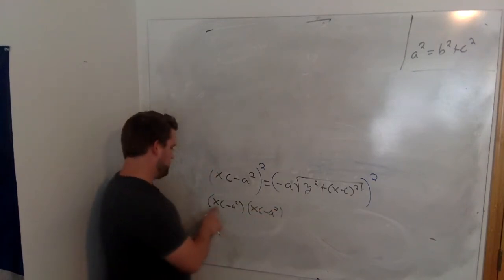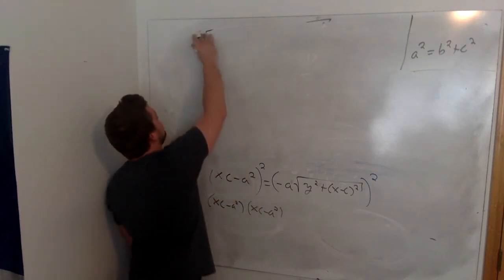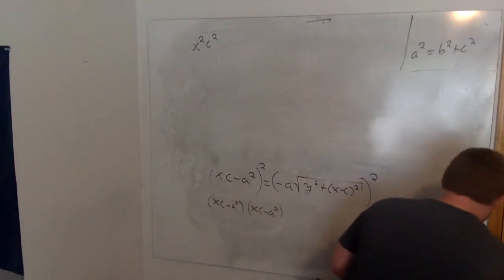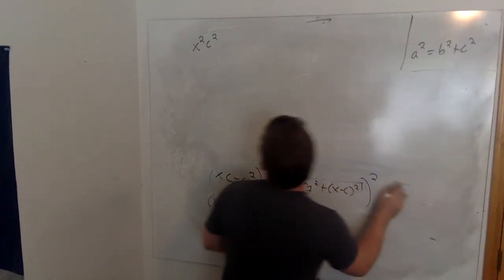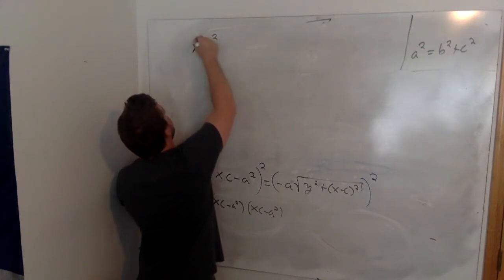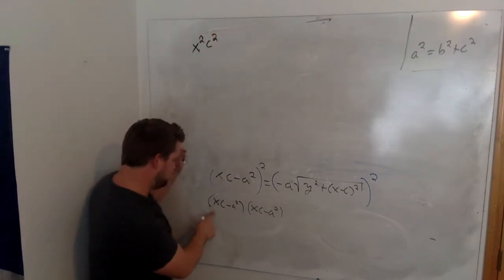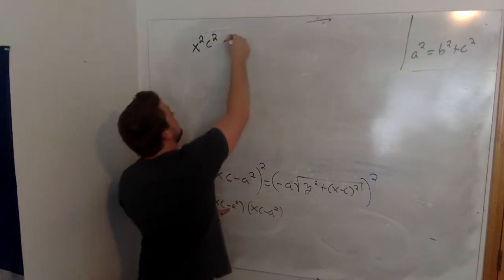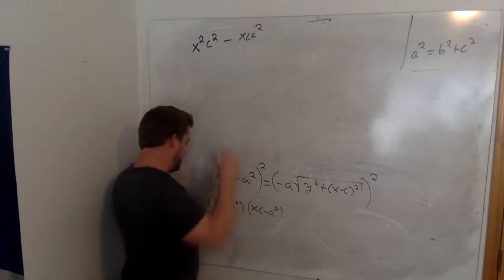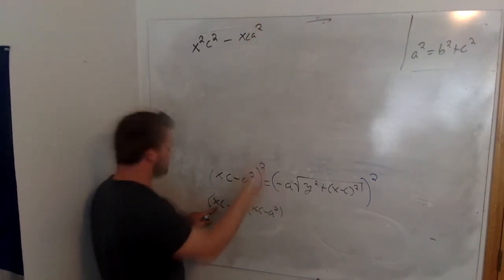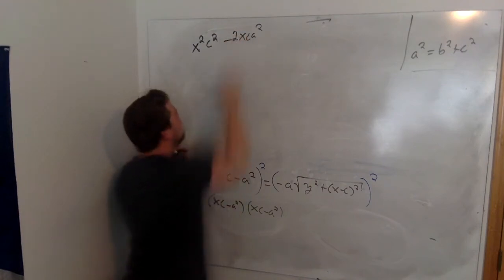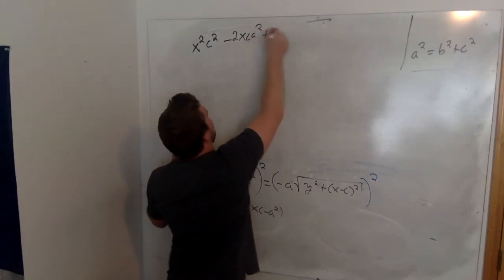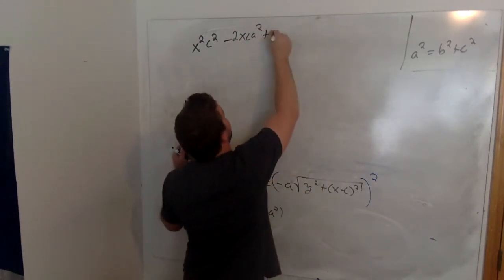Let's expand this. So we'll get xc times xc, which is x squared c squared. Then we're going to get a minus xc a squared, but we're going to get 2 of those from the O and I in FOIL, so we'll have 2 of these. And then we'll get a negative a squared times a negative a squared, which gives plus a to the 4th.